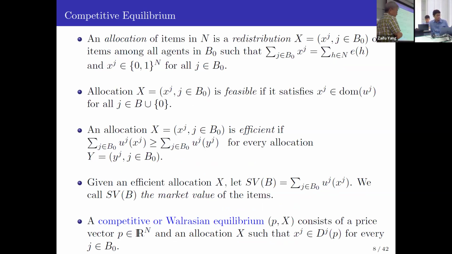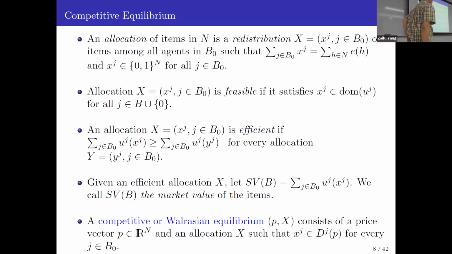Then allocation is just the distribution of atoms among all agents, including the seller. Here we have D0, where 0 represents the seller. An allocation is feasible if every bundle xj is in its effective domain. It means that the bundle assigned to each agent should be acceptable to the agent. Now an efficient allocation achieves the highest market value, and we use SV for the market value. Then we have a competitive equilibrium, or Walrasian equilibrium, which is what you already know.